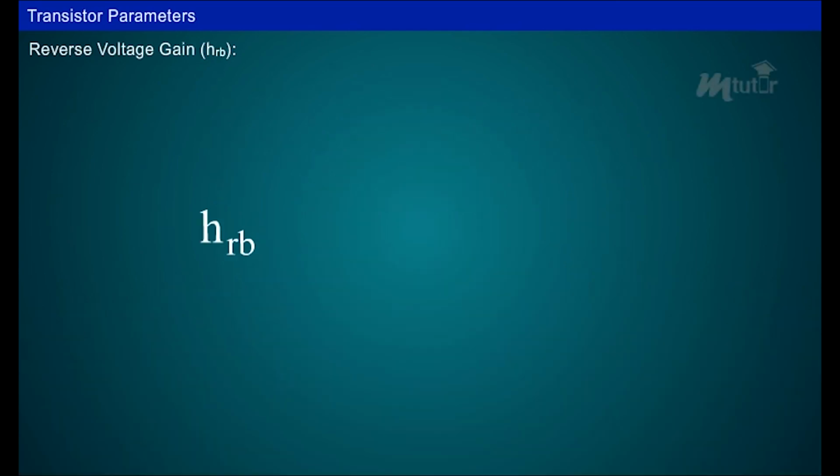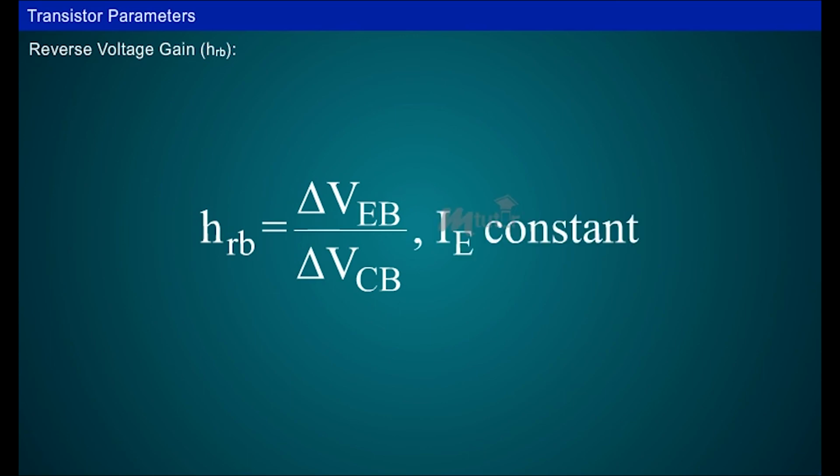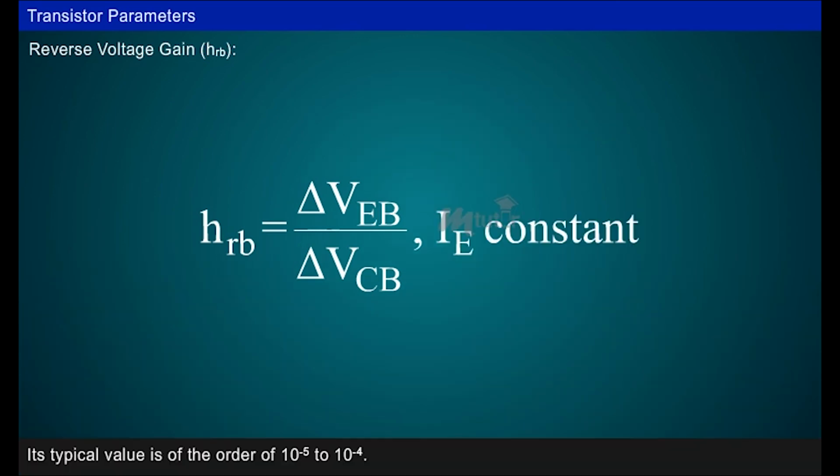Reverse voltage gain HRB is the ratio of change in the emitter voltage to the corresponding change in collector voltage with constant emitter current IE. Its typical value is in the order of 10 to the power of minus 5 to 10 to the power of minus 4.